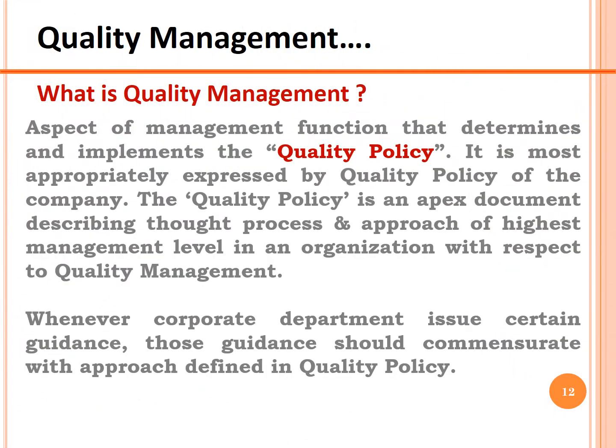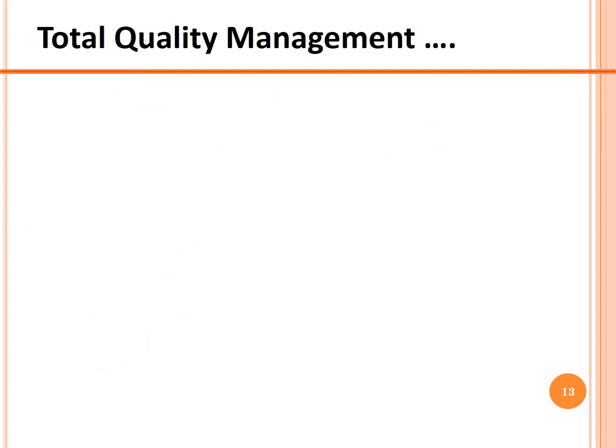Quality management. What is quality management? Aspect of management function that determines and implements the quality policy. It is most appropriately expressed by the quality policy of the company. The quality policy is an apex document describing the thought process and approach of the highest management level in an organization with respect to quality management. Whenever a corporate department issues certain guidance, that guidance should commensurate with the approach defined in the quality policy.